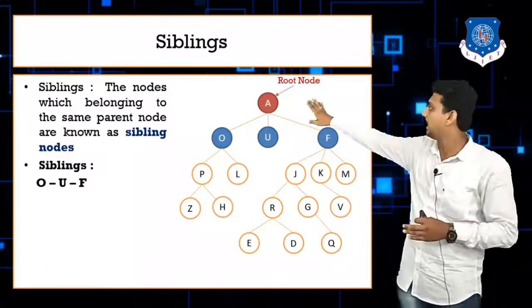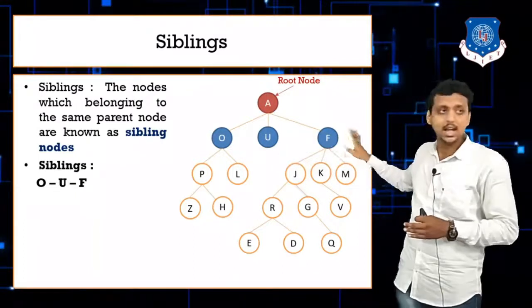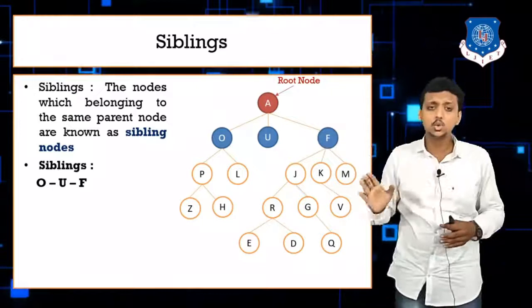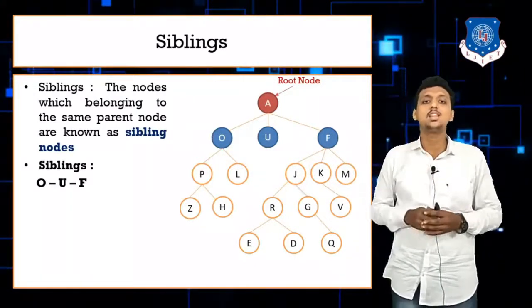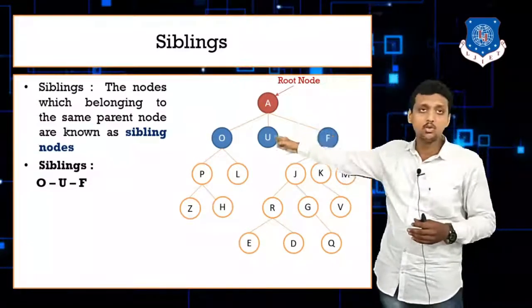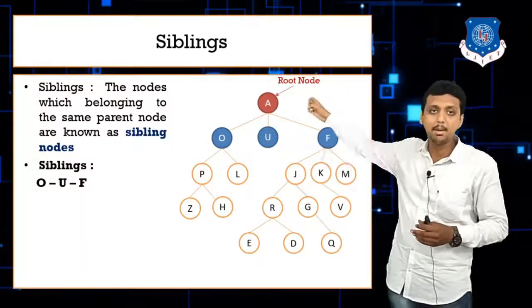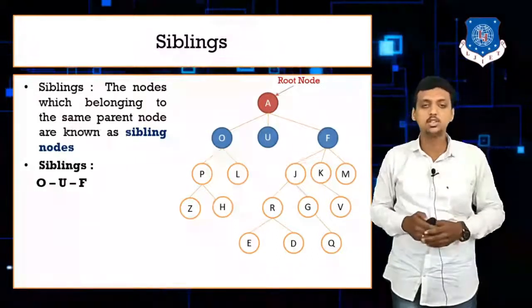Root node A contains three nodes, O, U and F. All three nodes, O, U and F, are known as child nodes of node A. Now, O, U and F all have the same parent, so O, U and F are known as siblings of each other.